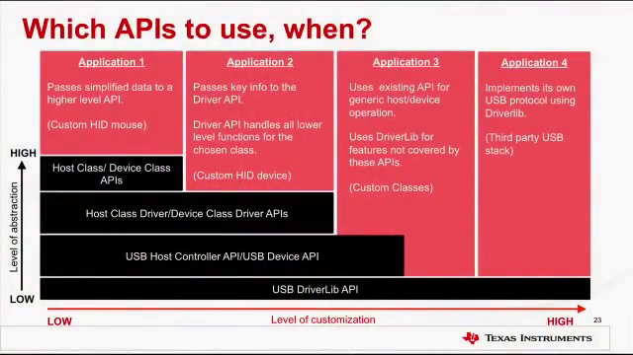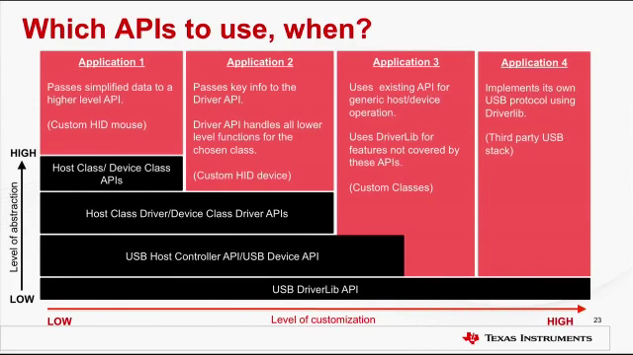Which API to use when? With so many APIs, it can be overwhelming to determine which APIs to use when. The answer depends on the level of abstraction that is most suitable for your end application. Let us take a look at this slide in order to understand this a little bit better. Some example USB applications are listed in red blocks. Each application requires different levels of customization.